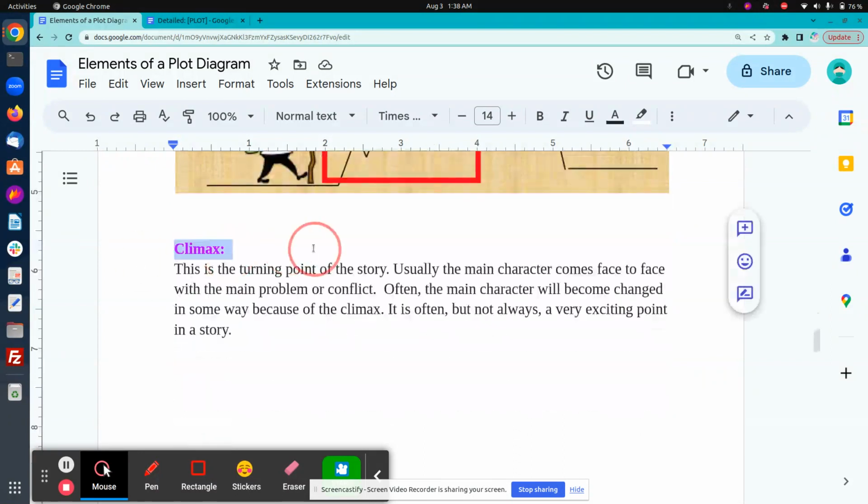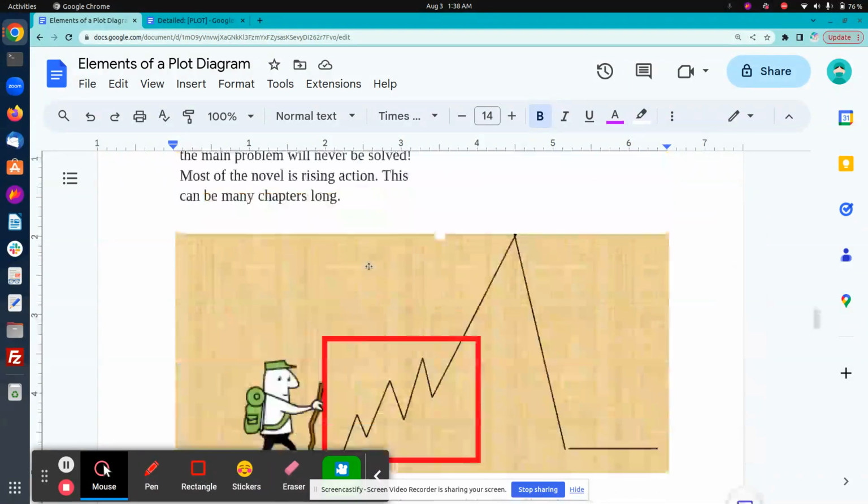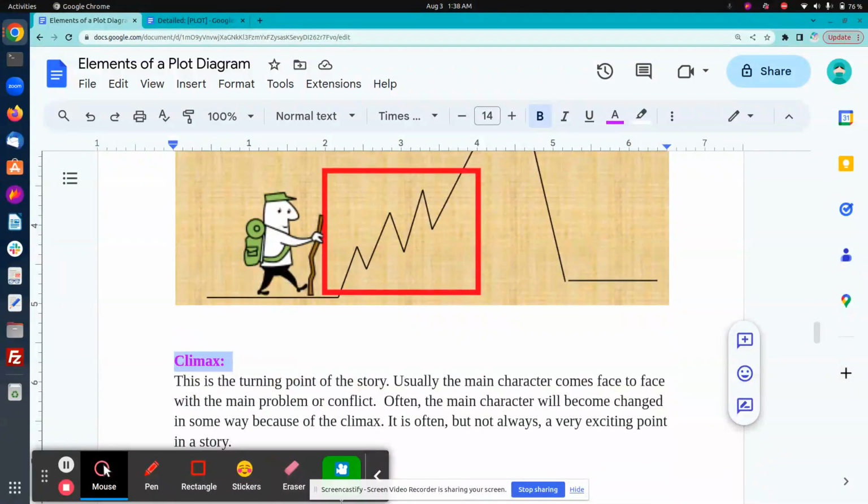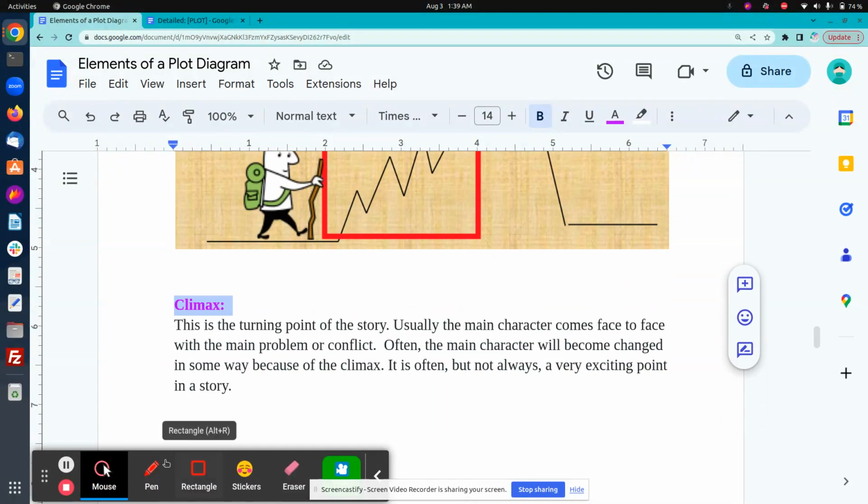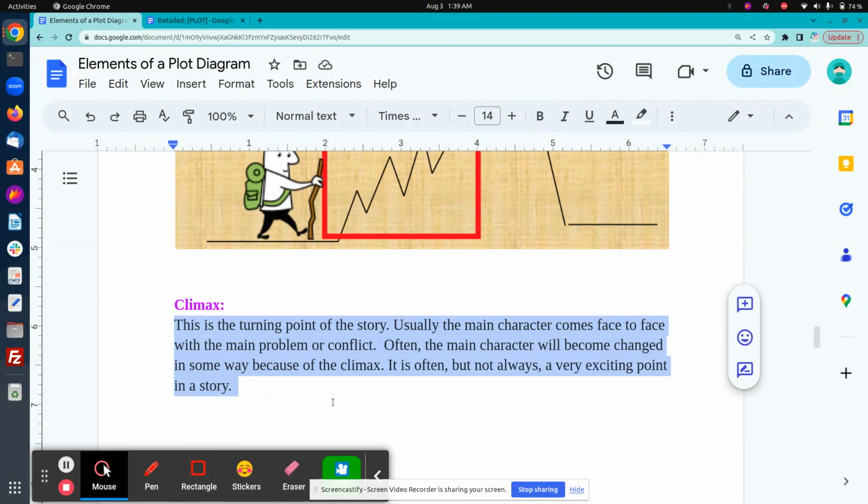Now after the rising action, we have the climax. Climax, we can also call it the tension, or the point where the rising action ends and climax starts. It is the most interesting and breathtaking part of the story, and presents the protagonist's most challenging moment. All right, so let's see what's written over here. This is the turning point of the story. You need to keep this in mind. The turning point of the story is known as the climax.